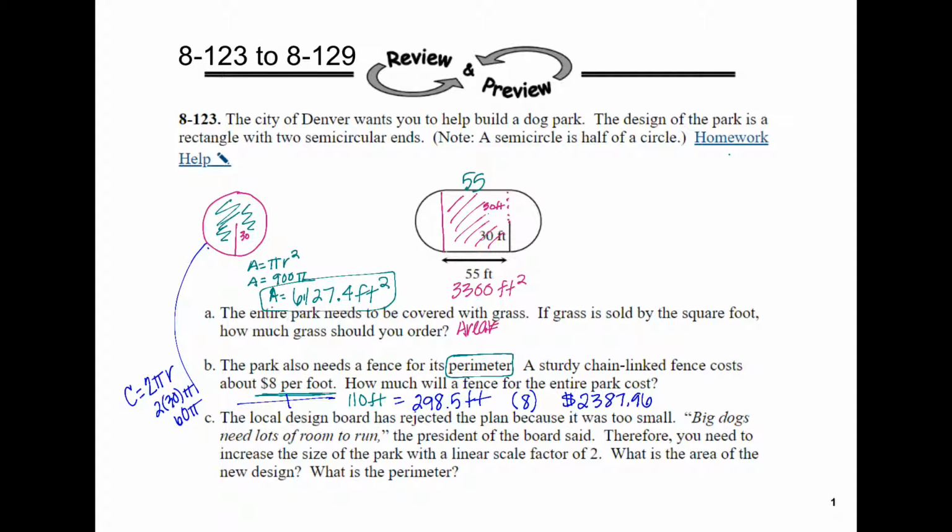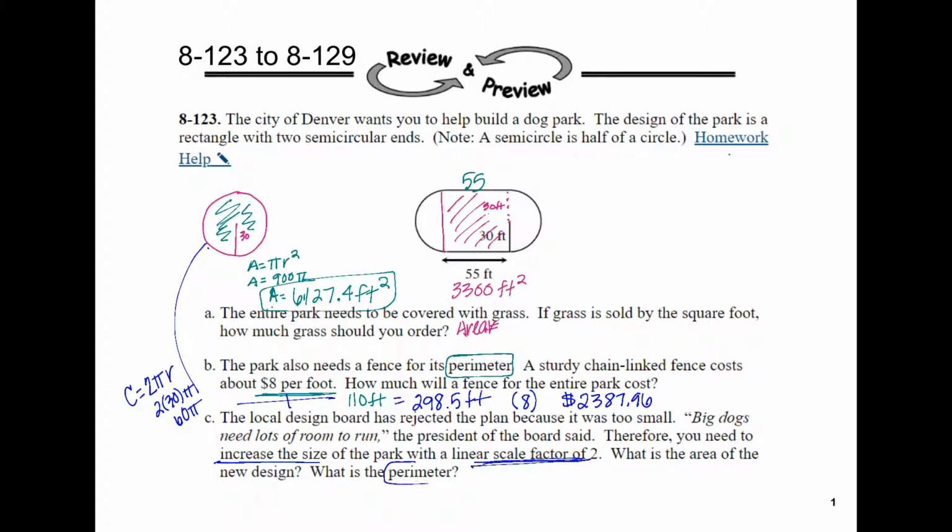Letter C says the local design board has rejected the plan because it was too small. Big dogs need lots of room to run, the president of the board said. Therefore, you need to increase the size of the park with a linear scale factor of 2. What is the area of the new design? What is the perimeter of the new design?